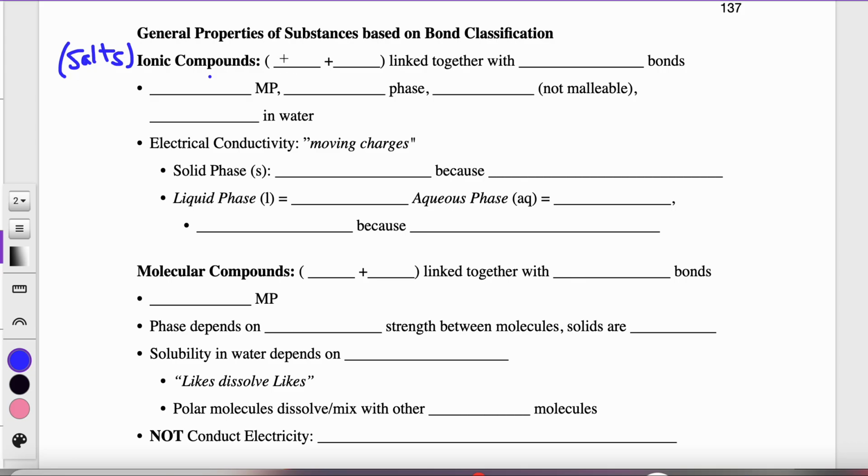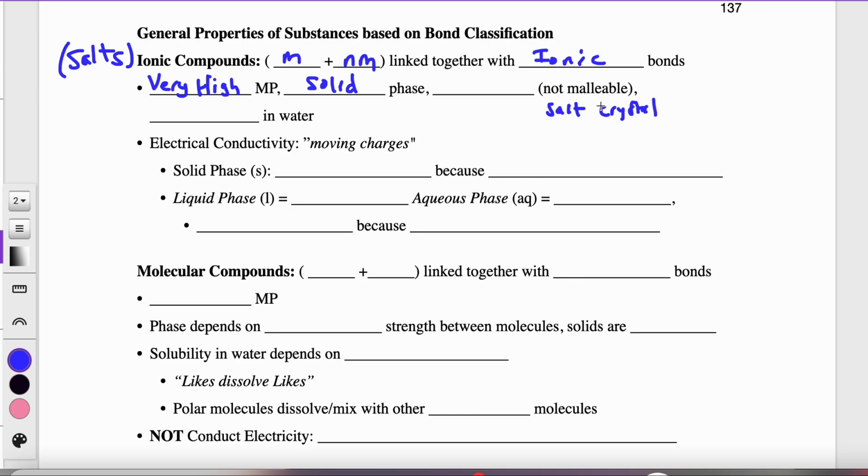A salt, or an ionic compound, is made up of a metal and a nonmetal, and that metal and nonmetal are linked together with ionic bonds. Basic general characteristics: salts tend to have very high melting points. Many salts have higher melting points than metals. Salts, in their natural state around us, tend to exist in the solid phase. Remember, we refer to salts typically as salt crystals.